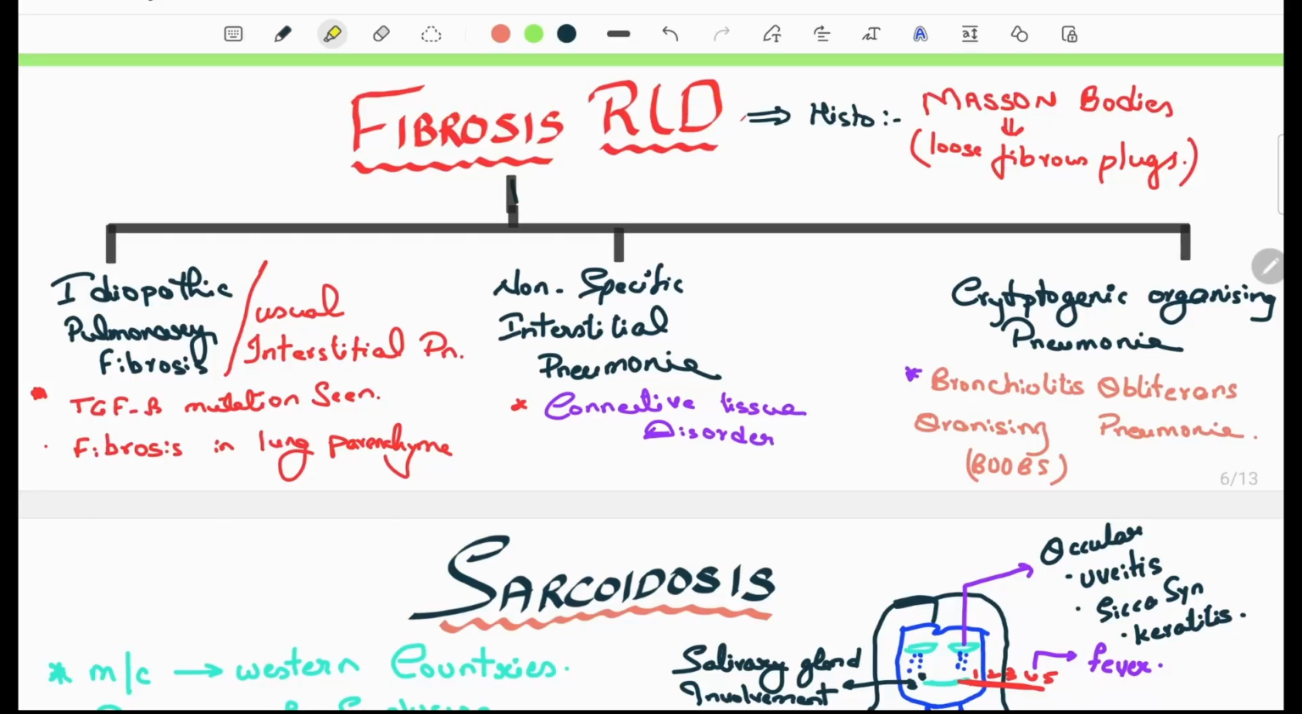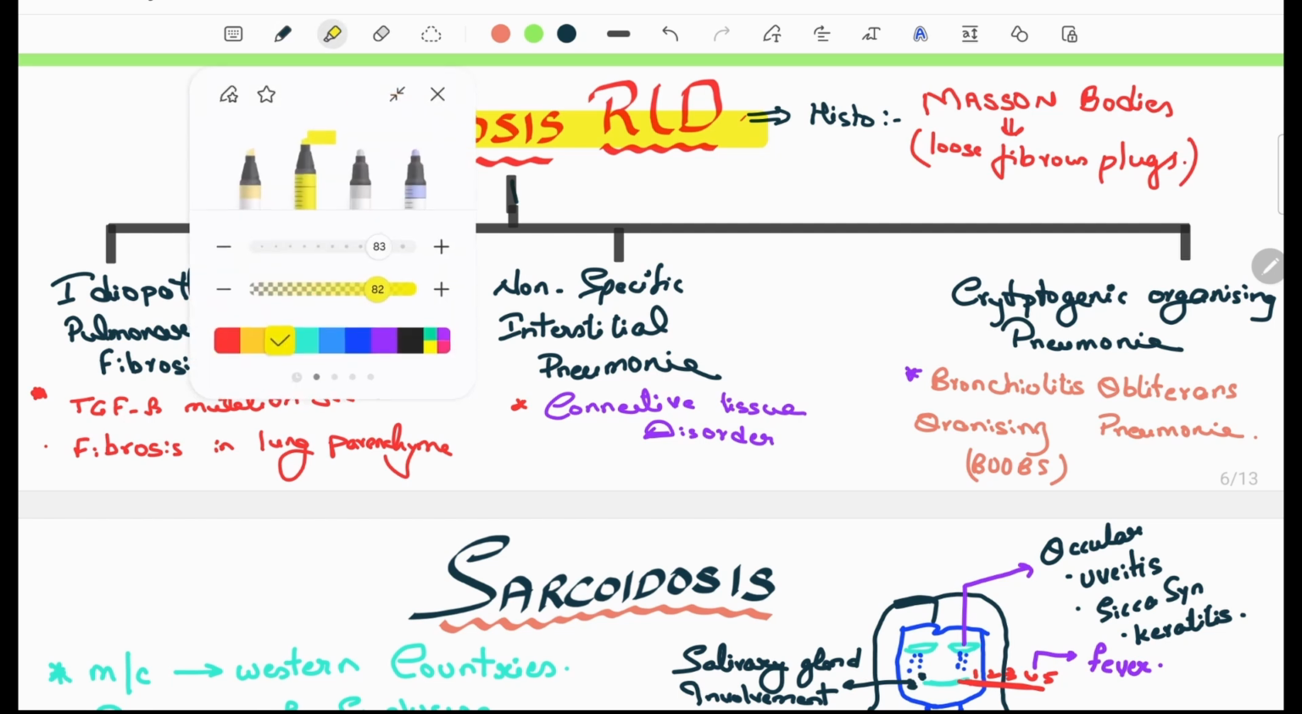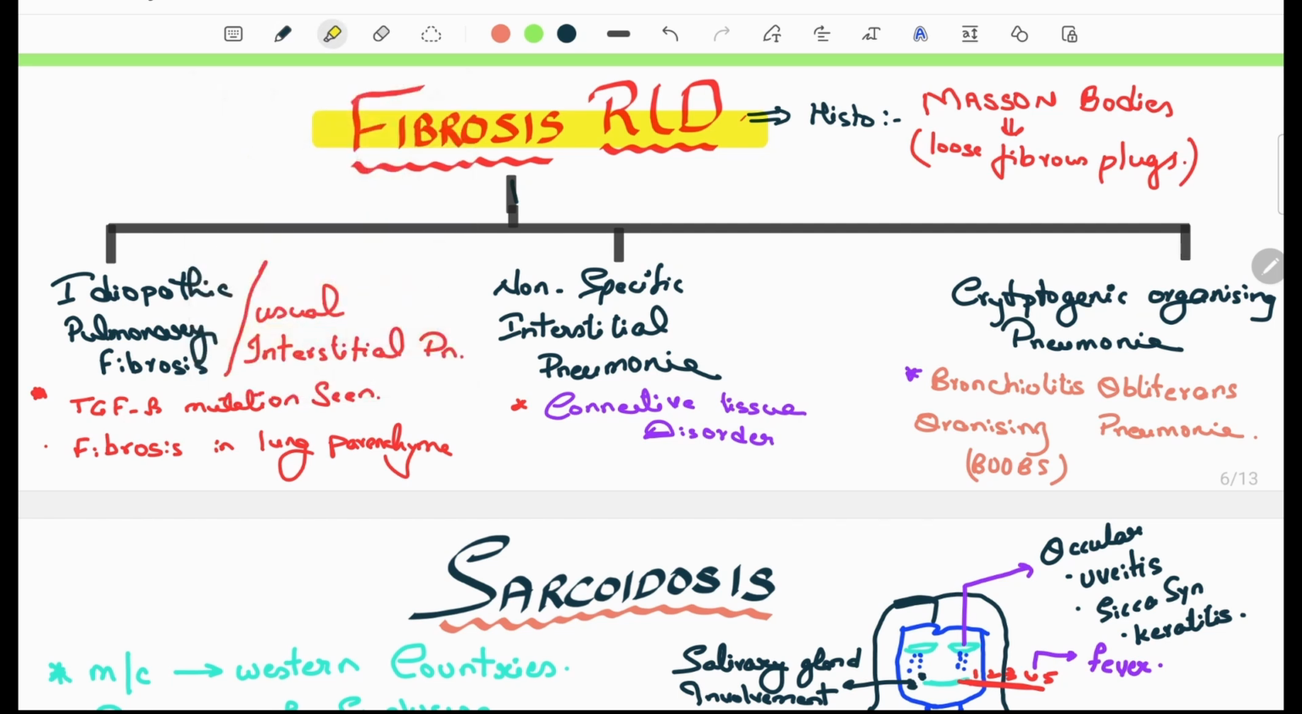Now, fibrosing restrictive lung diseases. In these, they are classified into three types. First one is idiopathic pulmonary fibrosis, second one is non-specific interstitial pneumonia, and the third one is cryptogenic organizing pneumonia. Idiopathic means the reason is not known. It is also called usual interstitial pneumonia. First one is usual, next one is non-specific, and the third one is cryptogenic organizing pneumonia.